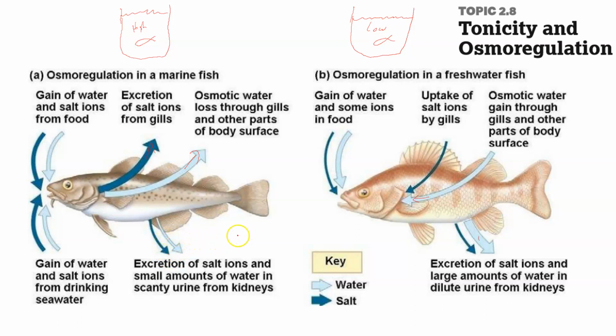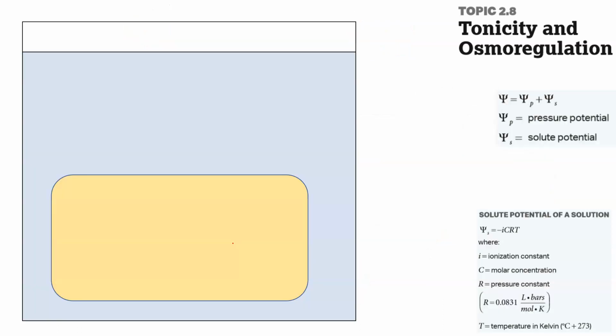So this is just one of the ways these types of fish regulate their salt levels. So let's go ahead and take a look at our plant cell. You've seen this before. We've seen it in class. This is a plant cell of some sort, submerged in some form of liquid, and we're going to do a calculation here to see what we're talking about.